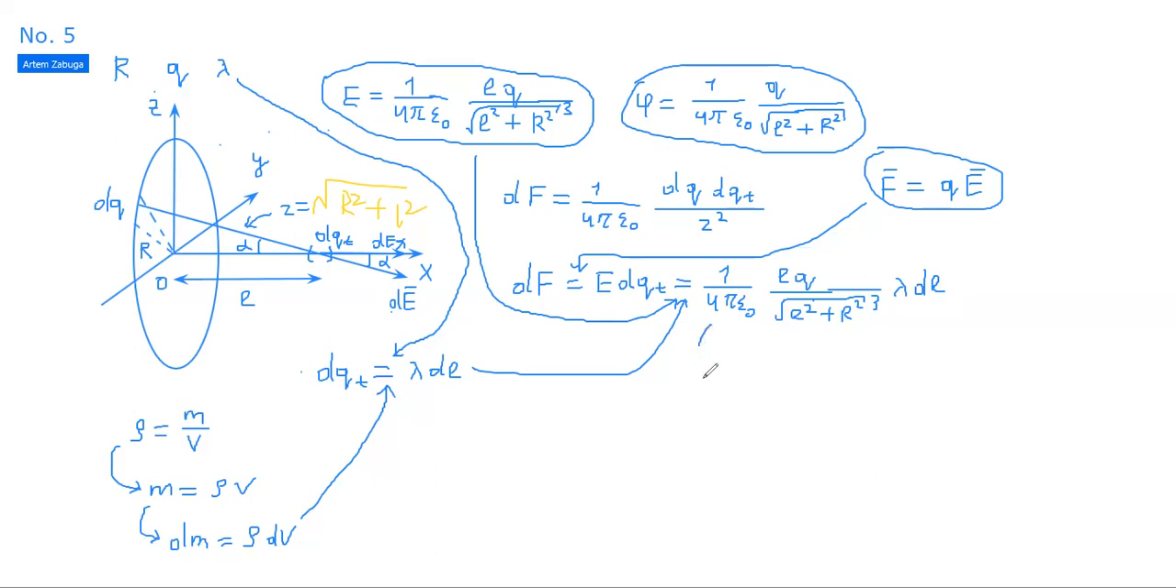And from here we can write that the force of electrostatic interaction is equal to the integral from 0 to F of dF, and this is equal to the integral of 1 over 4π ε0, L q λ dL divided by the square root of L squared plus R squared to the power of 3.